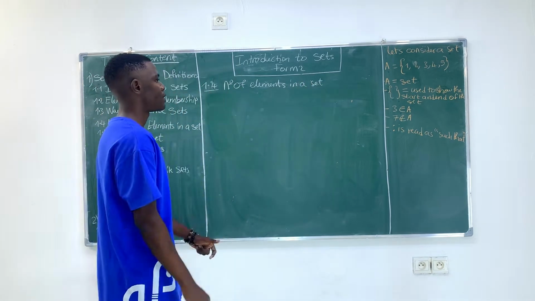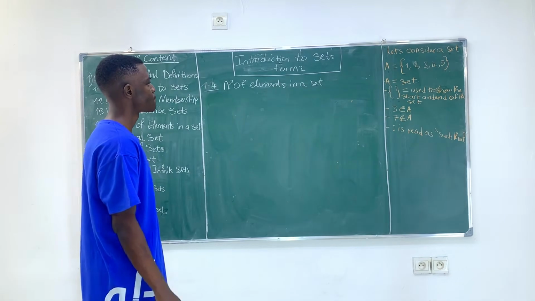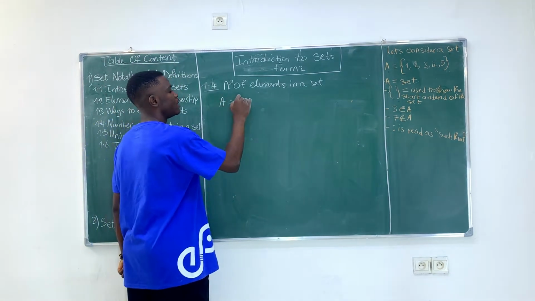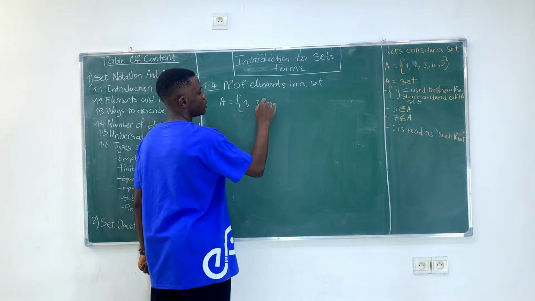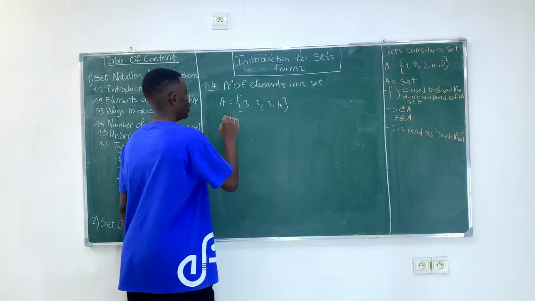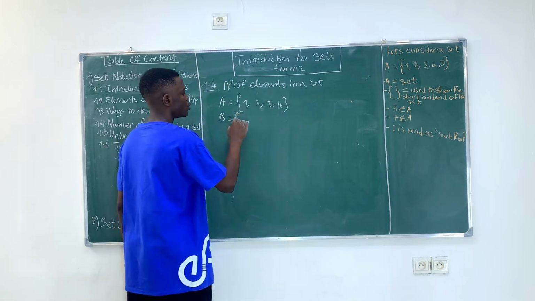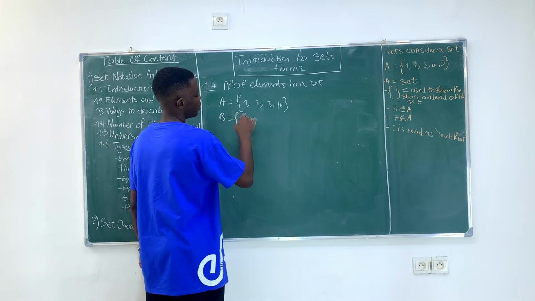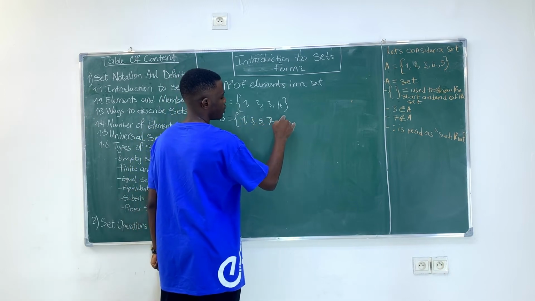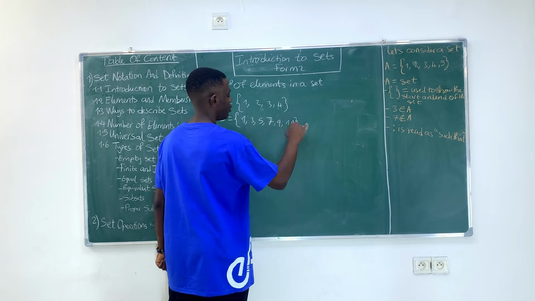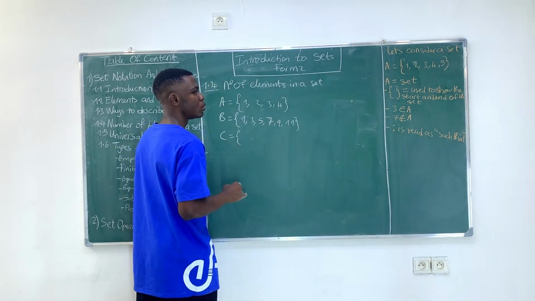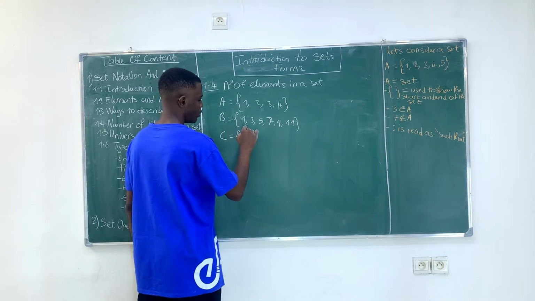Number of elements in the set. So let's imagine we have the set A equal to {1, 2, 3, 4}. We have another set B equal to {1, 3, 5, 7, 9, 11}. We have another set C equal to {5}.